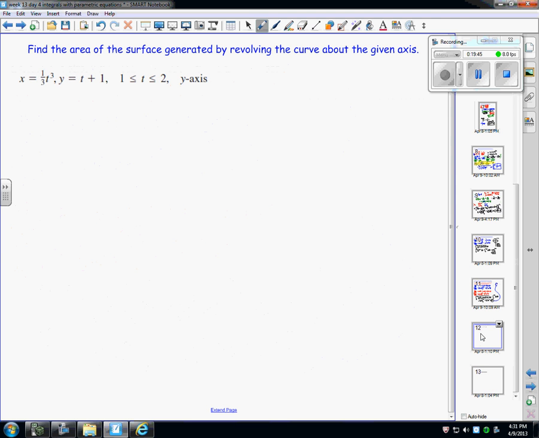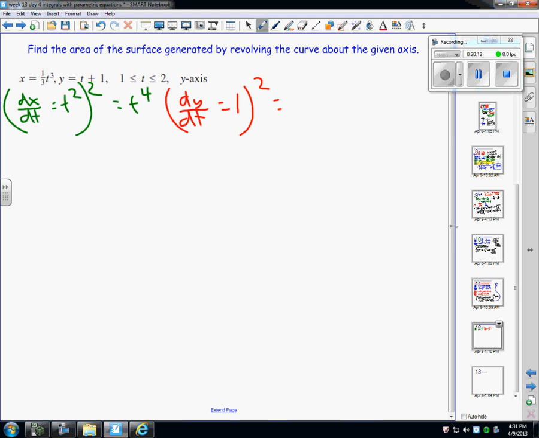Okay, this one's the area of a surface generated using a curve. So I'm going to take a look at this one, see if we remember the formula. I need dx dt, which is t squared, but I want to square that, which is t to the fourth. And I have dy dt, which equals 1. I want to square that, which equals 1. Okay. I'm going to set up the formula for the area. 2 pi on the outside, from 1 to 2, square root t to the fourth plus 1 dt.